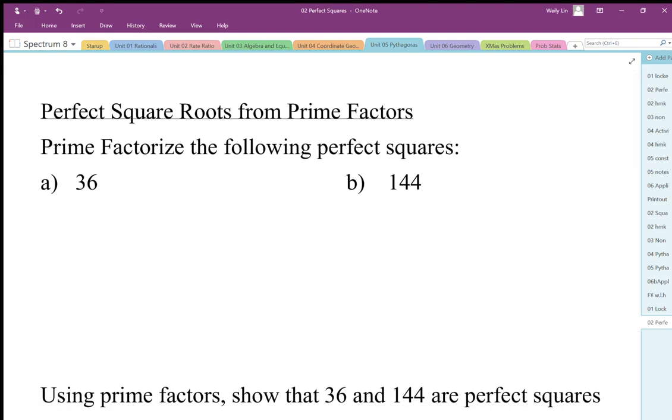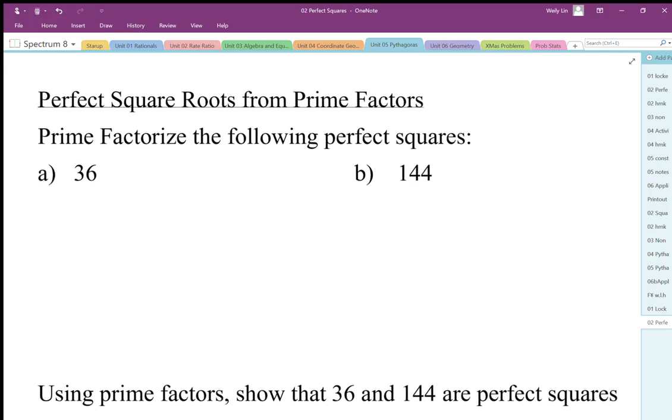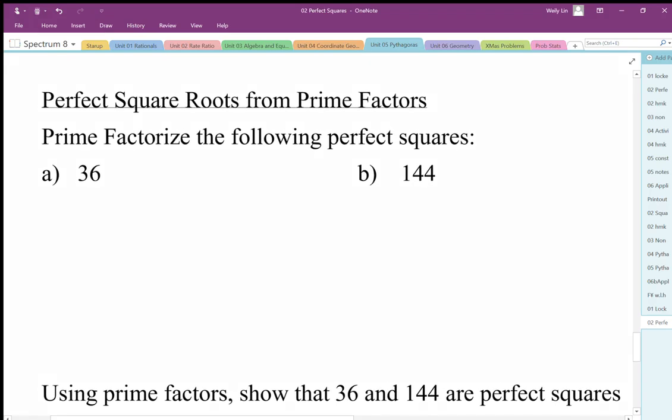So we can find perfect squares from the prime factors by looking for factor pairs. If we prime factorize these numbers, 36 becomes 4 times 9. We can factor that into 2 times 2, and 3 times 3. Those are my prime factors. So we can write this out in prime factorized form as 2 times 2 times 3 times 3.